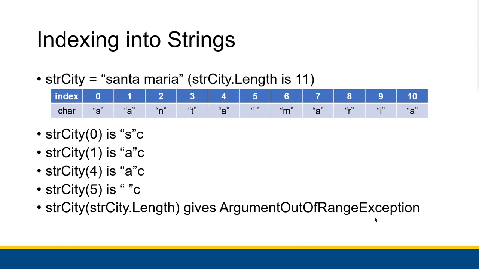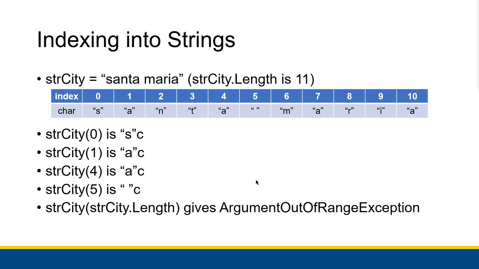The argument out of range exception, I'll talk about it a little more, but it's another one of those runtime errors that we talked about previously, where it will crash your program because it doesn't know what to do with a character that doesn't exist. And if you're trying to use that character that doesn't exist, then bad things would happen. So it just has to crash your program instead.